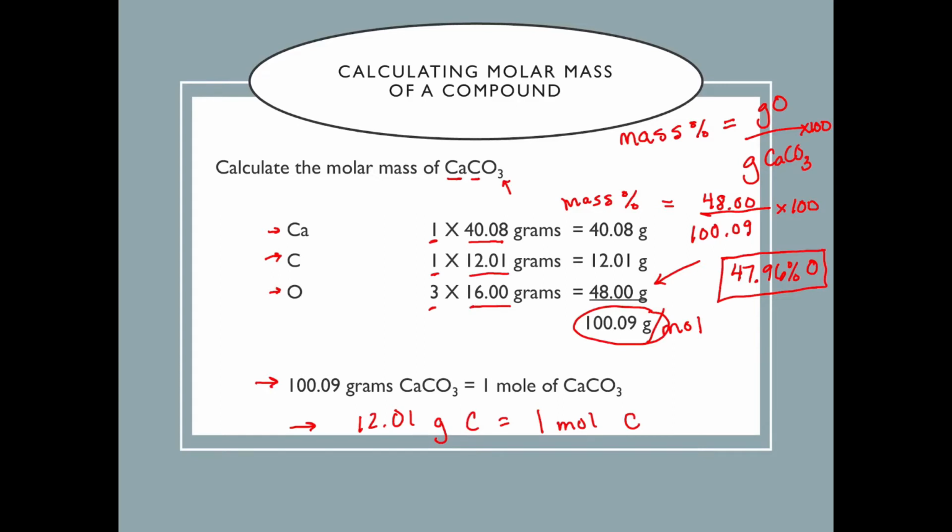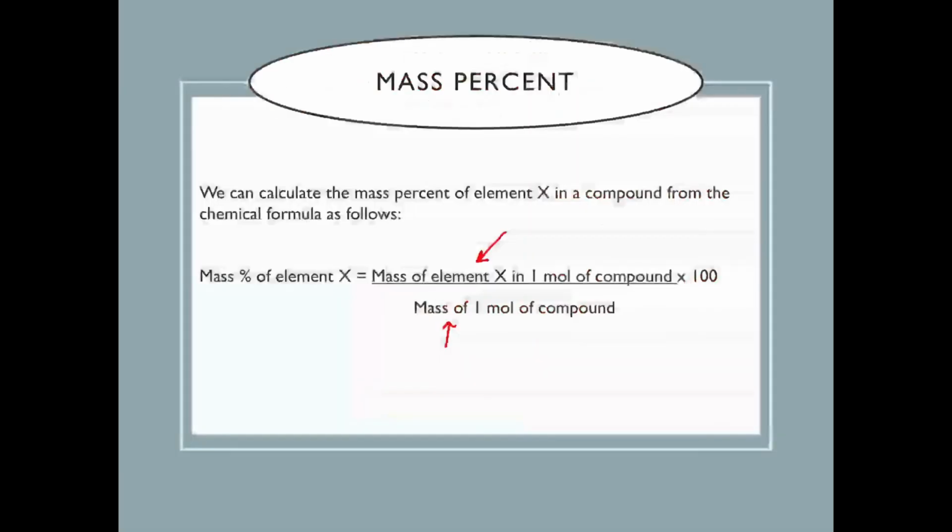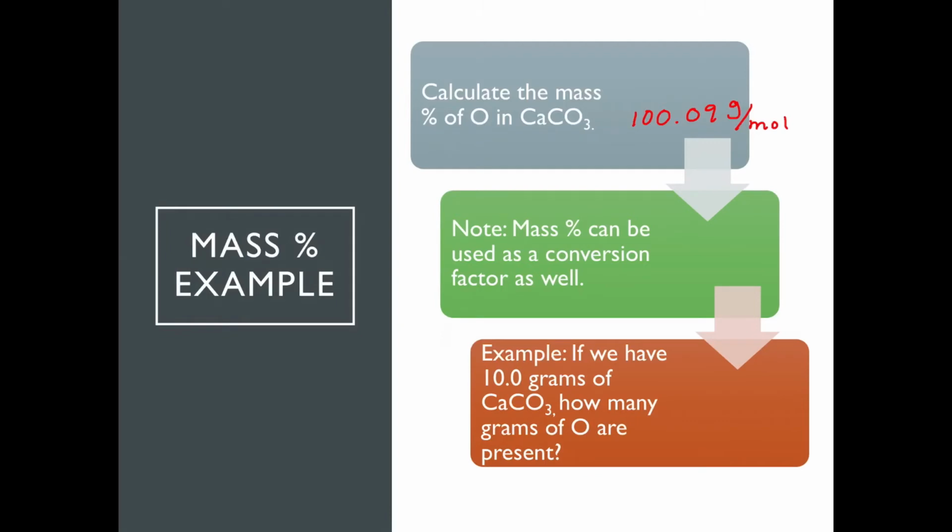And you could do the mass percent for all of them. You could do it for carbon, you could do it for calcium. And then if you wanted to go back and check your work, all of those percents should add up to 100, or something pretty darn close. Maybe it's going to add up to 100.01 because of rounding errors. But it should add up to something pretty close to 100%. So that would be how we can do that mass percent.